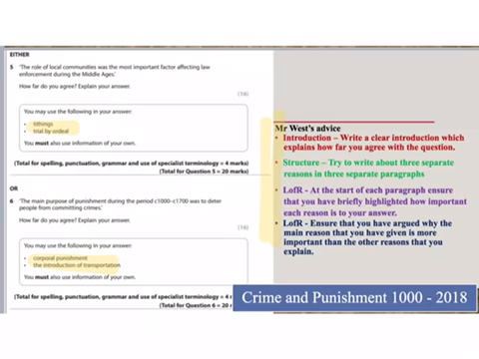Now, again, it's just generic, but it'll make sure that it sticks in your mind and you know what you have to do in the exam.